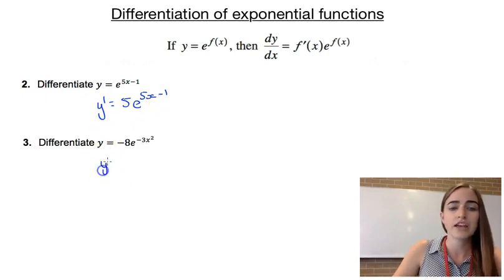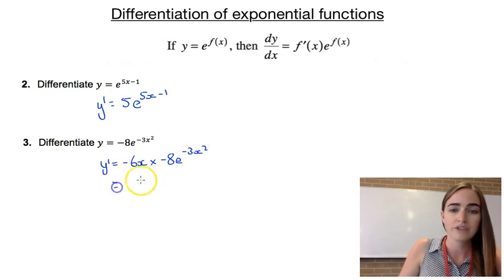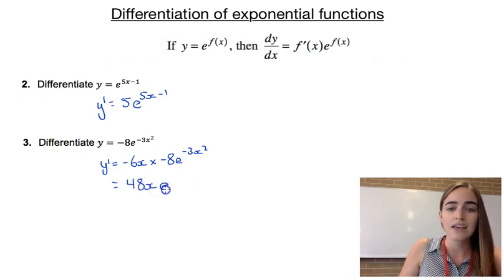So we're asked to differentiate y equals minus 8e to the power of minus 3x squared. So to differentiate this, we're going to have the derivative of that power, so minus 3x squared, the derivative of that would be minus 6x. And then we multiply by the original. So we're going to multiply by minus 8e to the minus 3x squared. And simplifying that, 6 8s are 48, so we'd have 48x e to the power of minus 3x squared.